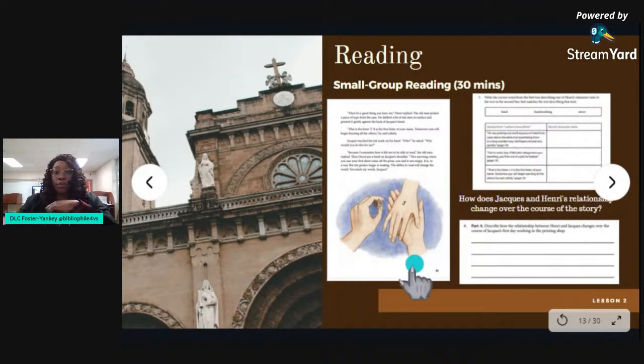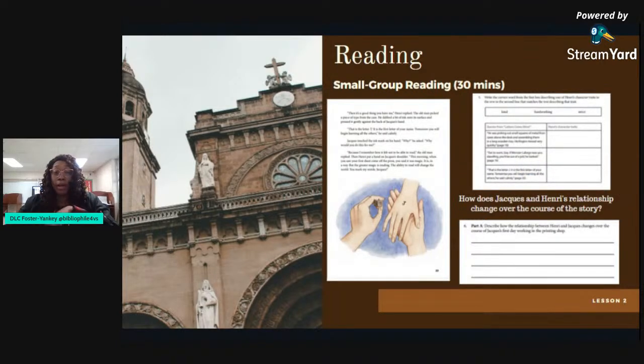Students are going to read page 23 silently and then work independently to answer question number 5 on activity page 2.2. Afterwards, they'll compare their answers with a partner.